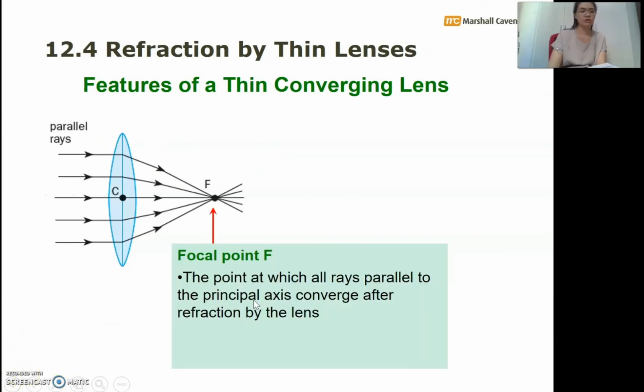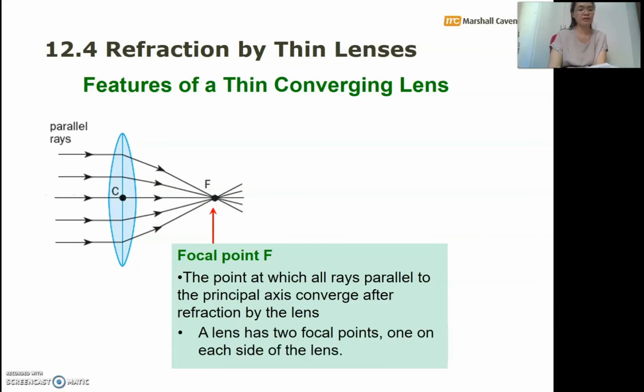Okay, moving on. The focal point F is the point at which all your rays that are parallel to the principal axis converge after refraction by the lens. Remember, they converge at a point. We call this the focal point F. And a lens has two focal points, one on each side of the lens. You have one here, another one this side. If the rays are coming from this side, they will converge over here.